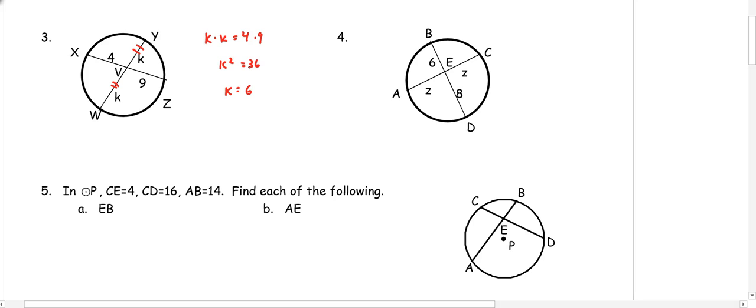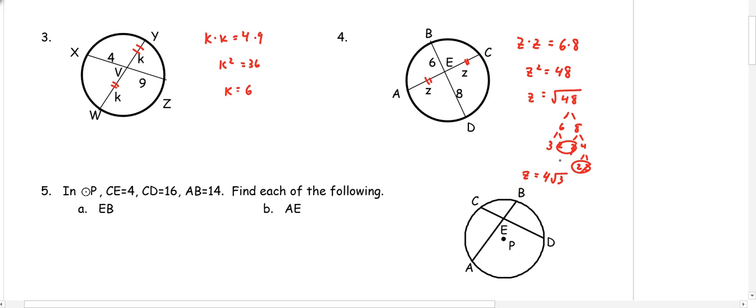In number 4, the pieces that we have are z and z, which means this chord was bisected. Z times z equals, and the pieces are 8 times 6. So we get z squared equals 48. That's not a perfect square, so we get the square root of 48, and we have to break that down. If I make a factor tree, I know two numbers that multiply to 48 are 6 and 8. Two numbers that multiply to 6 are 3 and 2. Two numbers that multiply to 8 are 2 and 4, and two numbers that multiply to 4 are 2 and 2. So I have a pair of 2's and a pair of 2's, so we would get z equals 4 root 3.